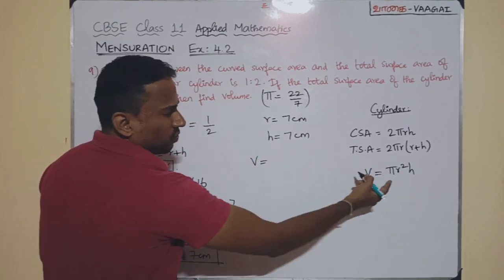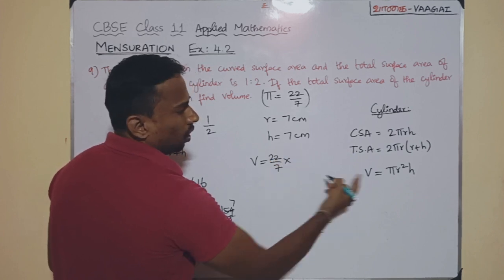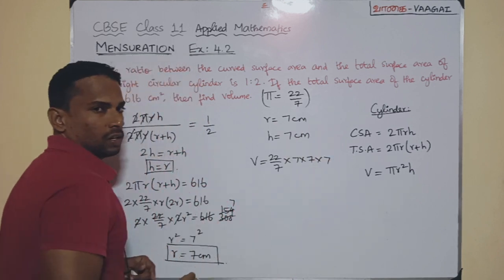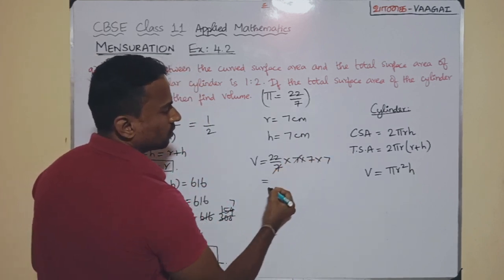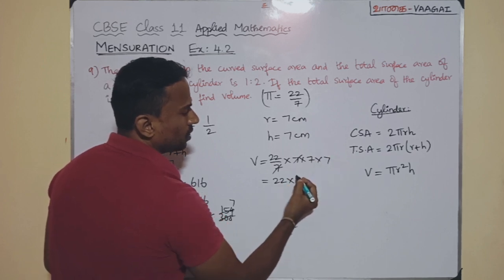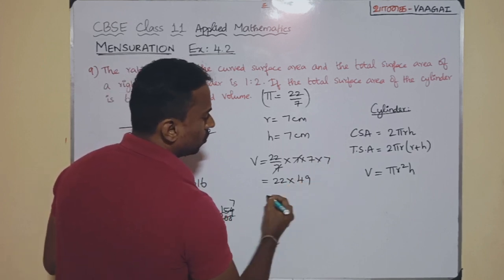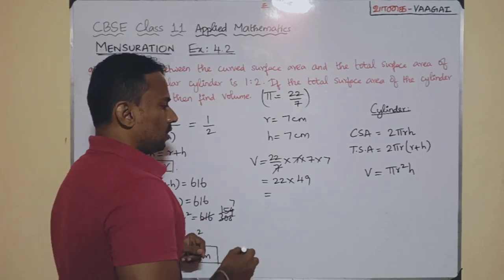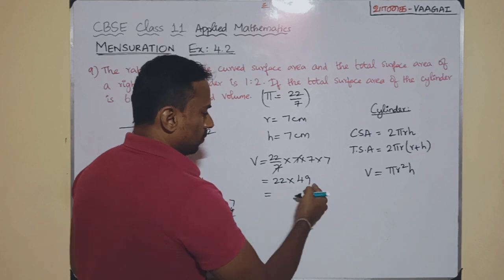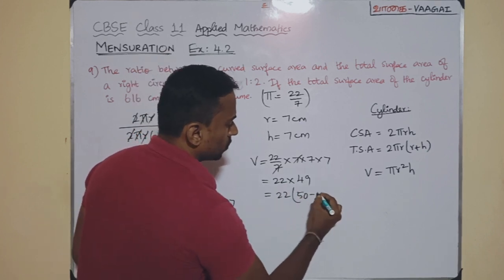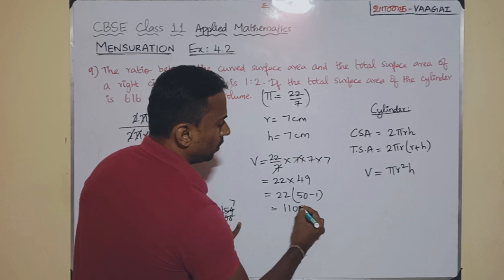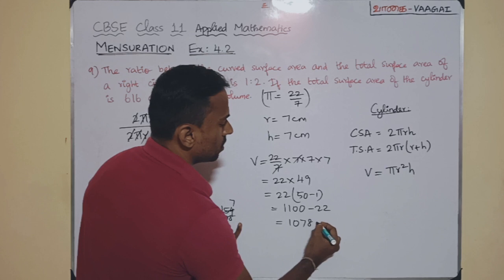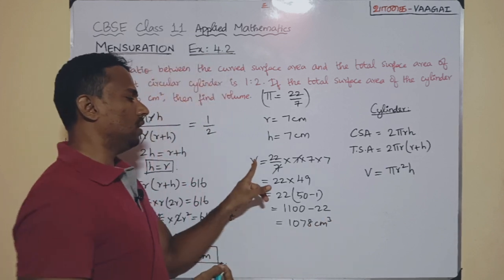So pi r square h: pi is 22 by 7, into r square, that means 7 into 7, into h, which will be again 7. So this will give you 7 and 7 I can cancel. So 22 into 7 sevens are 49. So 22 into 49 will be the final answer. Let me do this problem like this: 22 into 50 minus 1. So 22 into 50 will be 1100, minus 22. So I will be getting 1078 centimeter cube, because we are finding the volume.